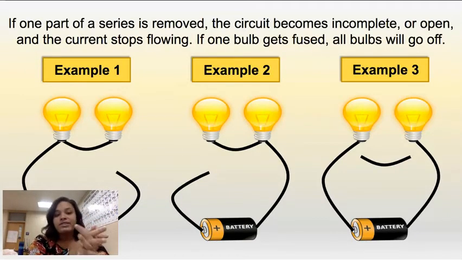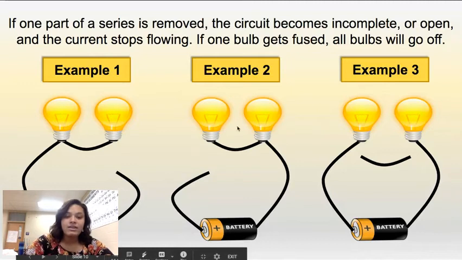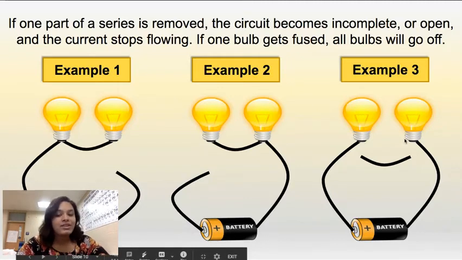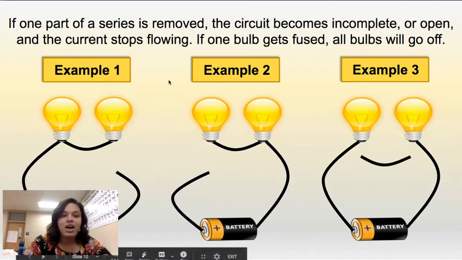If one part of a series is removed and the circuit becomes incomplete or open, the current stops flowing. But if one bulb gets fused, all the bulbs will go off. So if we're looking here, you can see that these lights are on, but they actually should not go on because the circuit is not complete.